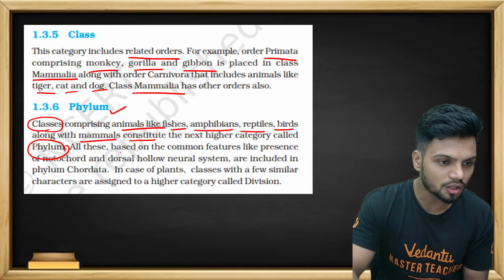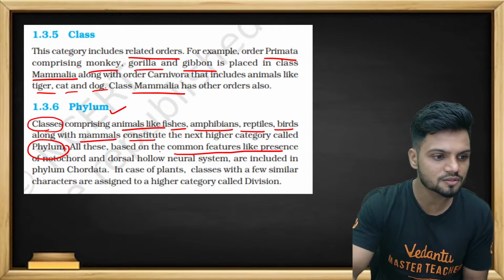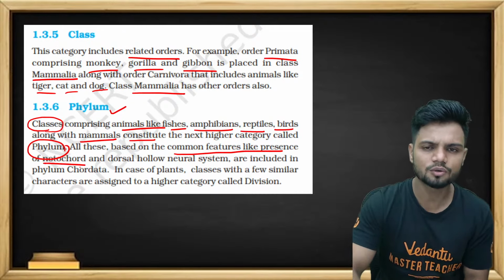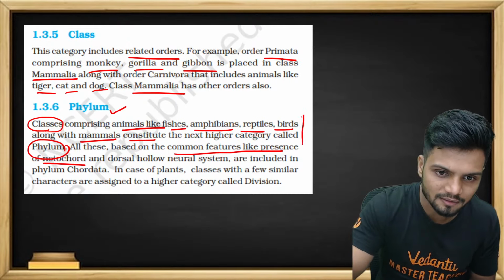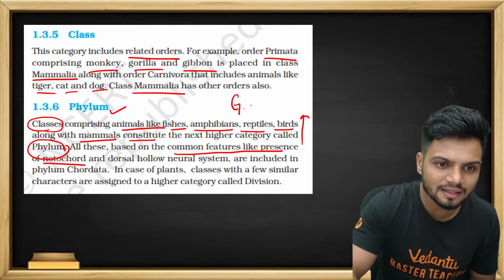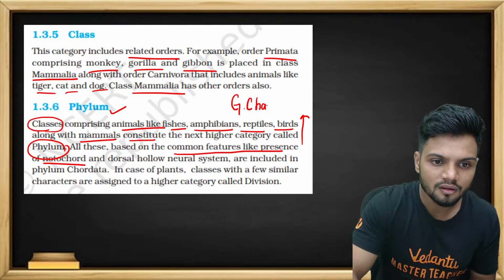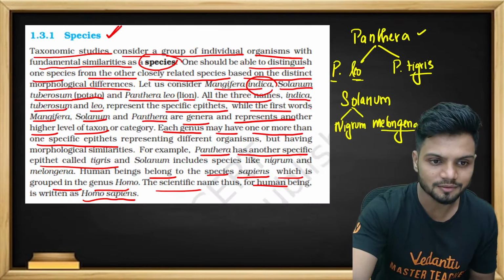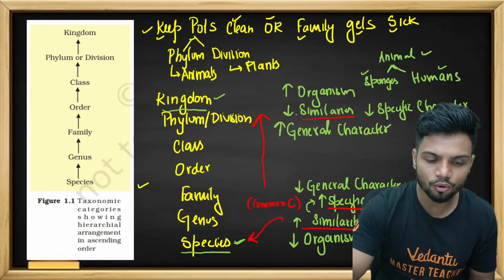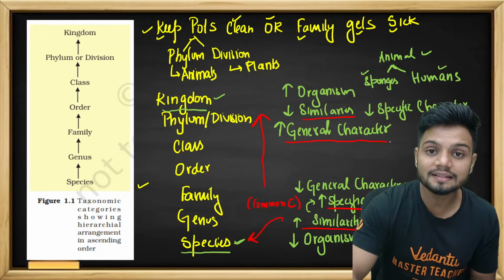Okay. All of this is based on common features like the presence of notochord. So now do you see, as we are going up the ladder, the general character is increasing? The general character, which is the presence of notochord, is taken. And did we learn that here? As we go up the ladder, general characters increase.